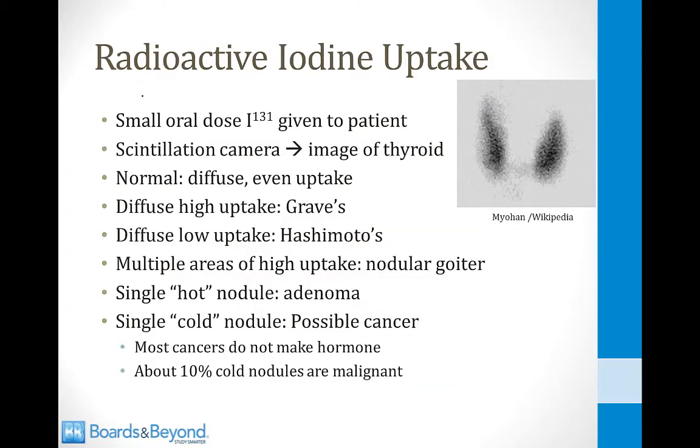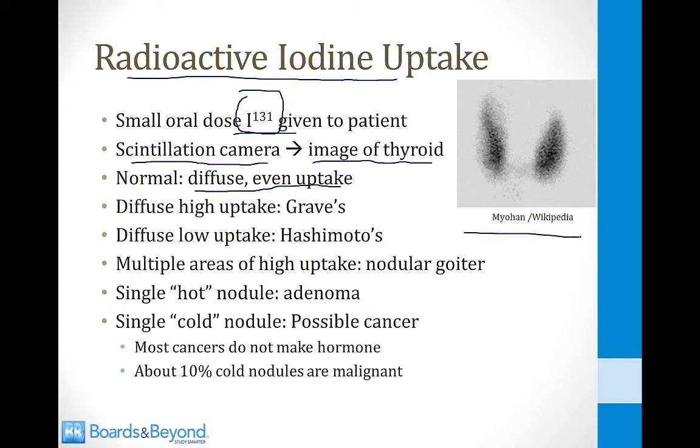Another non-invasive test to work up thyroid disorders and thyroid nodules is a test called radioactive iodine uptake. In this test, patients are given a small oral dose of iodine-131, which is radioactive. That iodine will concentrate in the thyroid gland, and then you can use a machine called a scintillation camera to take an image of the thyroid, and it will detect the radiation being emitted by the iodine-131. And a normal thyroid will show diffuse even uptake of both lobes. This is a picture of a radioactive iodine uptake test of someone with a normal thyroid. You can see two lobes that are both lighting up equally and normally.